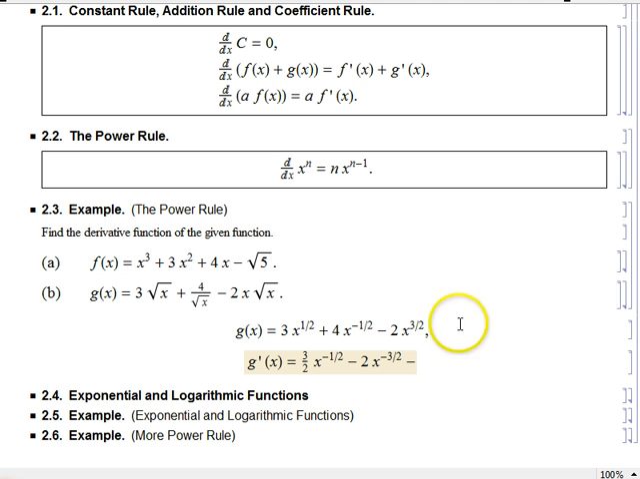How about the next one? 3/2 times the coefficient negative 2, so I'm getting just negative 3. x to what power? Subtract 1 from the power. 3/2 minus 1, I'm getting 1/2 power.